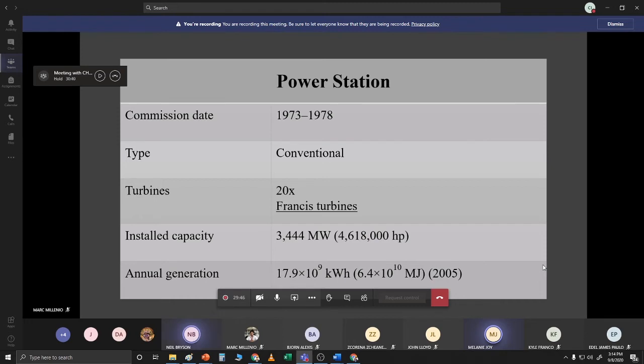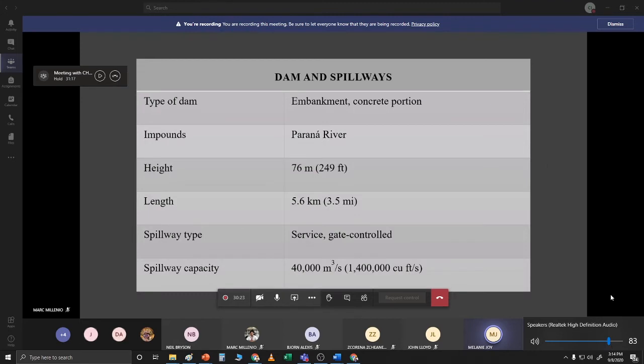generator. Then, sinabi din po dito na nakapag-produce po sila ng more than 17.9 billion kilowatt-hour of electricity dun sa lugar na yon. Tapos, ang pinaka-installed capacity po niya is, yun nga po, 3,444 megawatt. Then, yung annual generation niya po is, yun po yung sinabi ko, nakapag-produce po sila ng 17.9 billion kilowatt per hour noong 2005. Okay.